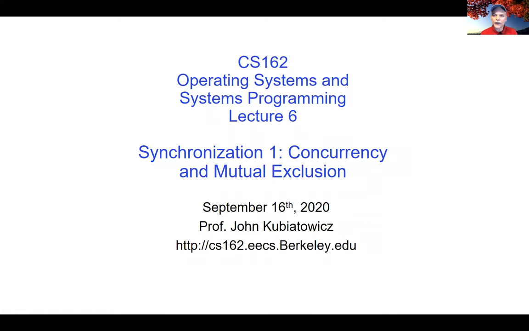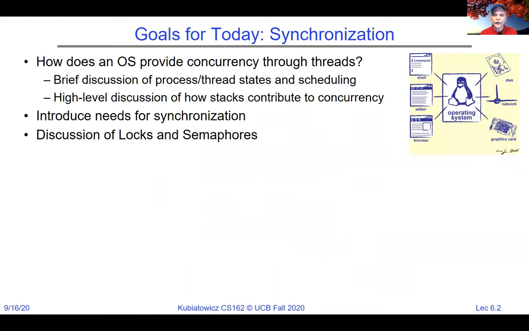Today we're going to dive into some actual implementation details and start talking about how threads are implemented in the kernel and some things you need to worry about synchronization. So welcome back. If you remember from last time, we were talking about high-level APIs. Today, we're going to be talking about synchronization.